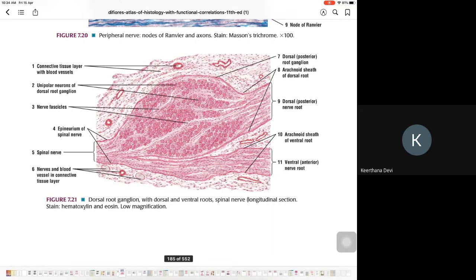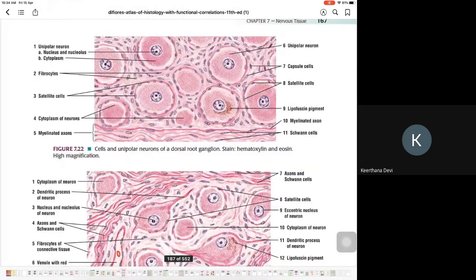Nerves and blood vessels in connective tissue layer. Seventh is the dorsal root ganglion posterior. Eighth is arachnoid of the dorsal root. Ninth is dorsal nerve root. Tenth is arachnoid sheath of the ventral root. Eleventh is ventral nerve. Cells and unipolar neurons of dorsal root ganglion, stain hematoxylin and eosin, high magnification.